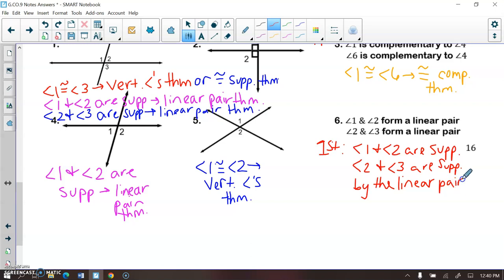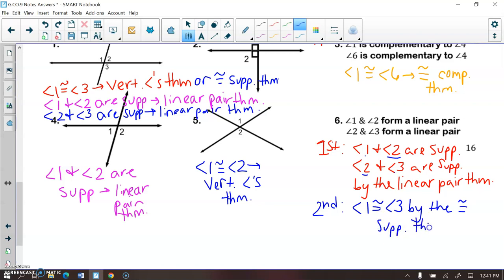But then, what if I asked you to go further? And I asked you, what can we conclude from this? Now we can conclude that since angle 2 is supplementary to both angle 1 and 3, angle 1 is congruent to angle 3 by the congruent supplements theorem. We would not be able to jump to the writing in blue without saying the writing in red.